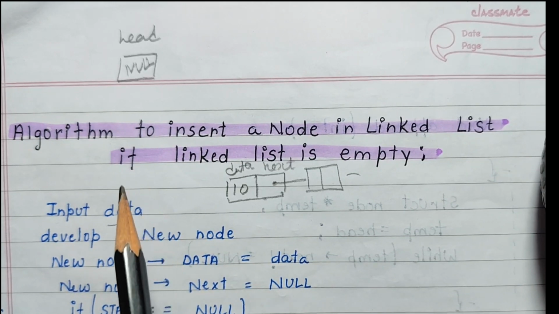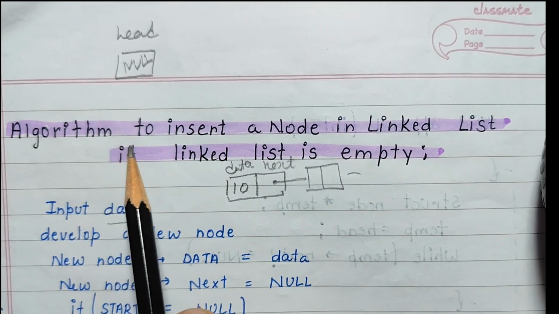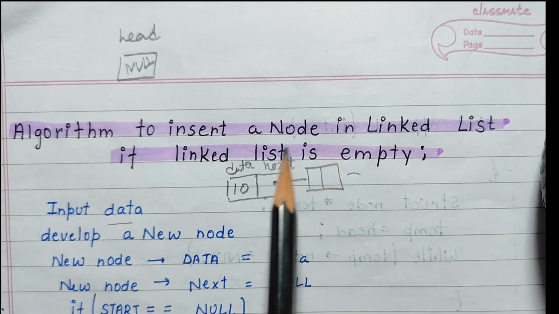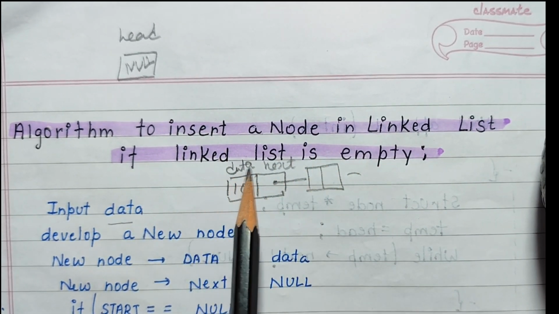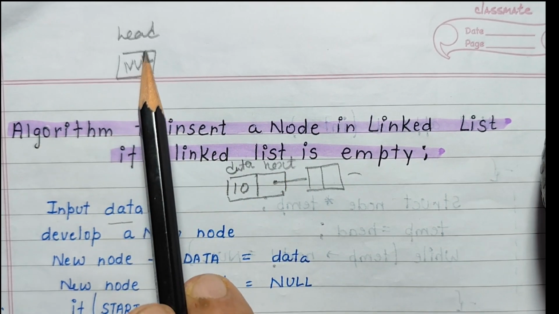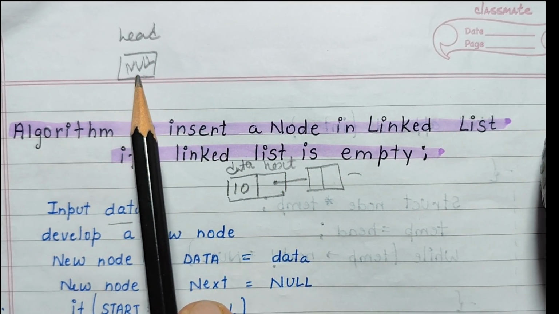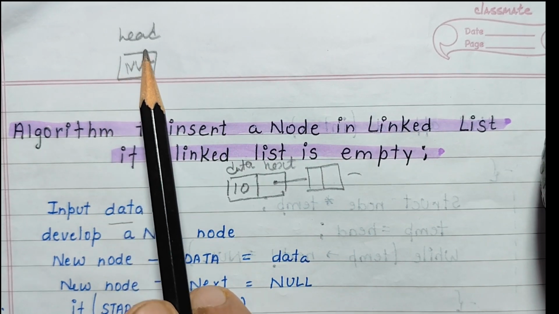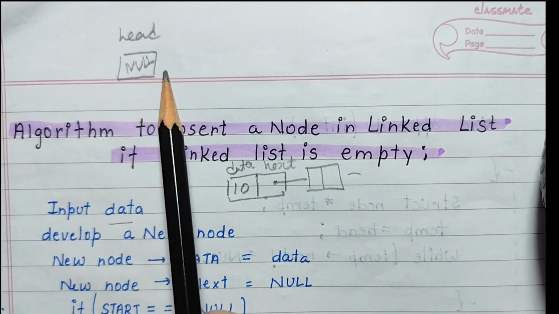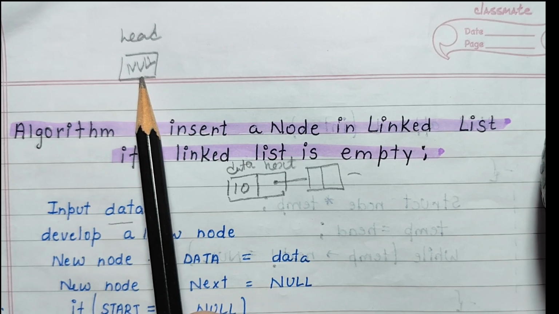So now we discuss the algorithm to insert a node in the linked list if the linked list is empty. If the linked list is empty, then head has a value null. All of you know a linked list always starts with the head pointer, and if the linked list is empty, then head has a value null.